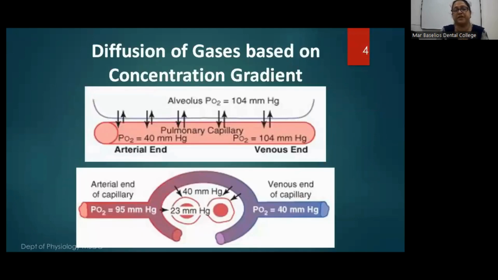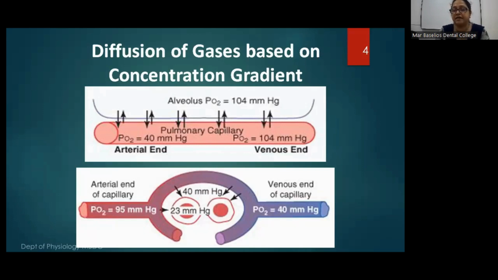Diffusion of gases. The exchange of gas occurs on the basis of diffusion, which depends upon the concentration gradient. In the alveoli, the partial pressure of oxygen is 104 millimeter of mercury. And in the blood coming from the systemic circulation, the partial pressure of oxygen will be 40 millimeter of mercury. So the exchange will take place by the process of diffusion, and the blood which is coming out of the venous end of the pulmonary capillary will have partial pressure 95 millimeter of mercury.